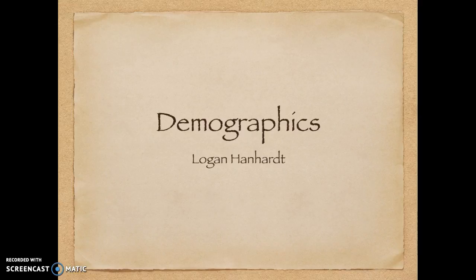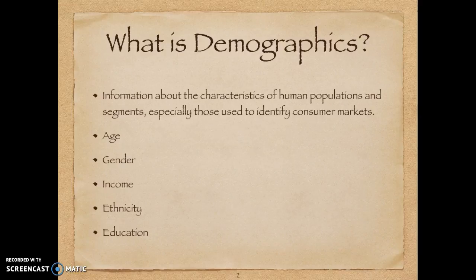First of all, what is demographics? Our book defines it as information about the characteristic of human populations and segments, especially those used to identify consumer markets. What does this really mean? Demographics are any criteria that can be used to identify one group of people from another group from a marketing standpoint. These can be criteria such as age, gender, income, ethnicity, and education.